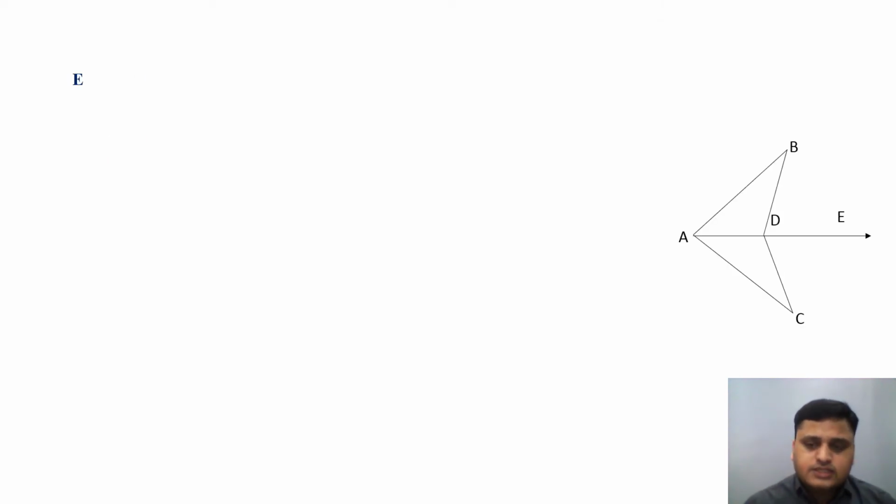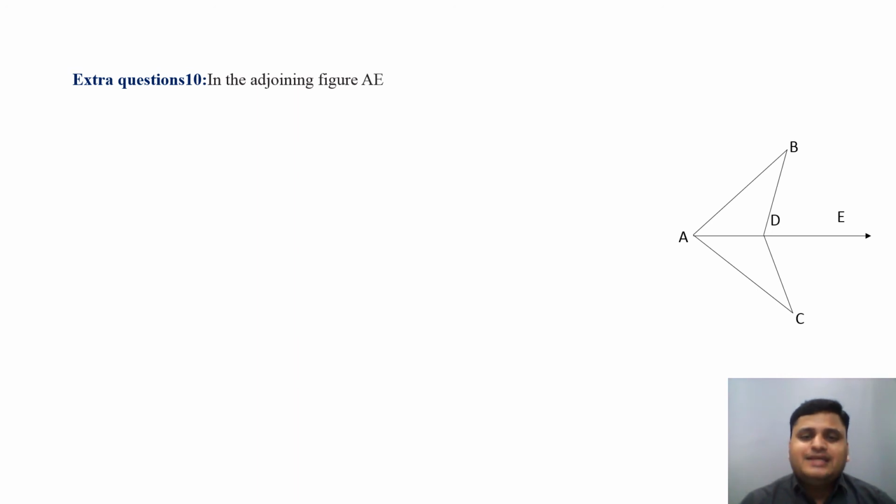You all can see this figure. This question is very important, which I have taken as an extra question. Now if you go through this question, that is question number 10 of the extra questions, what you observe is the figure which was given here. What was given in this figure is that AE is the bisector of angle BAC as well as angle BDC.